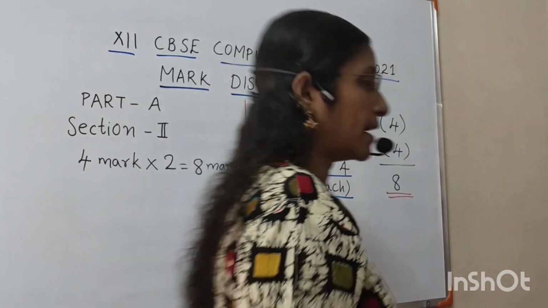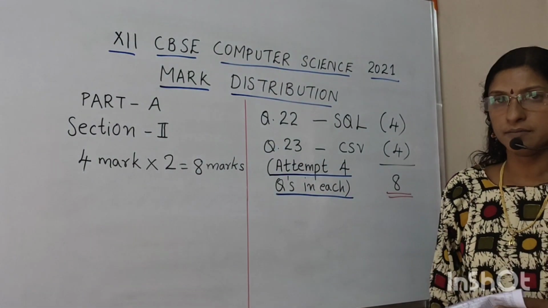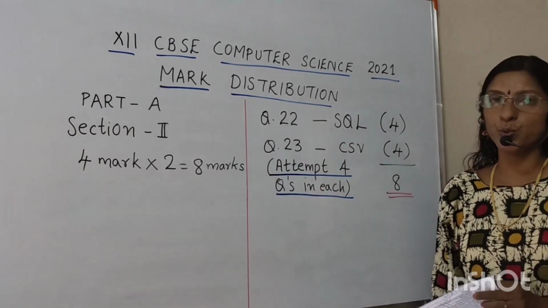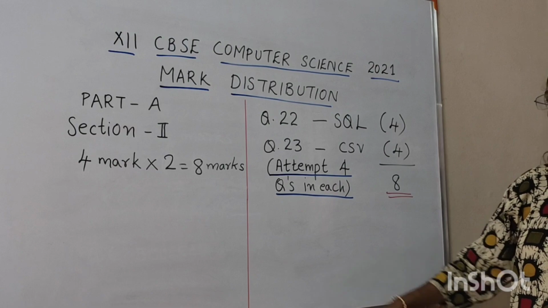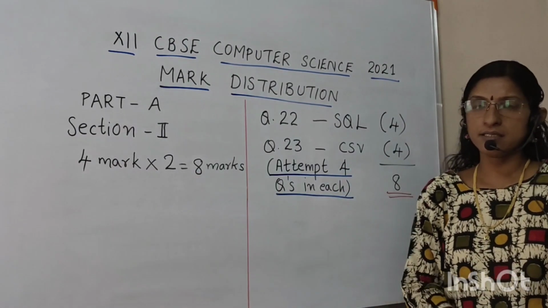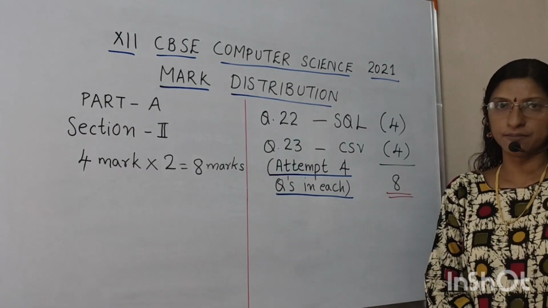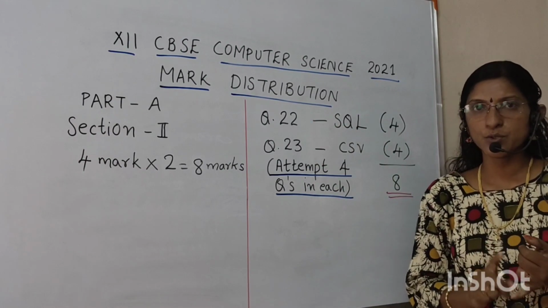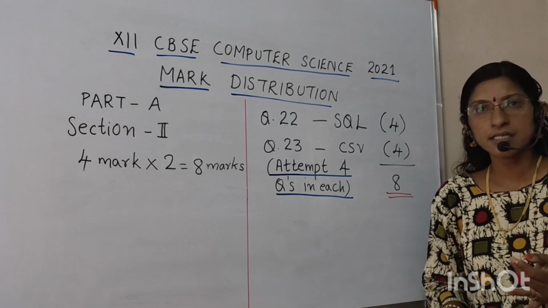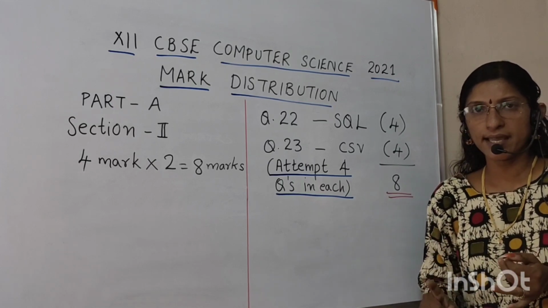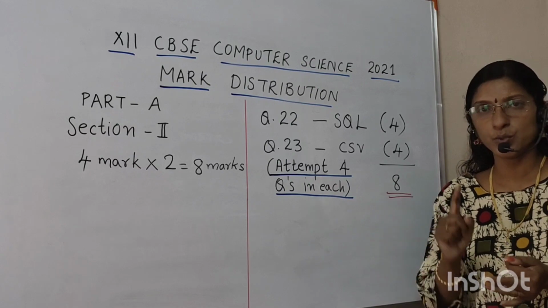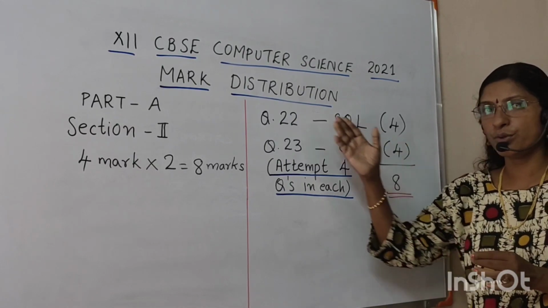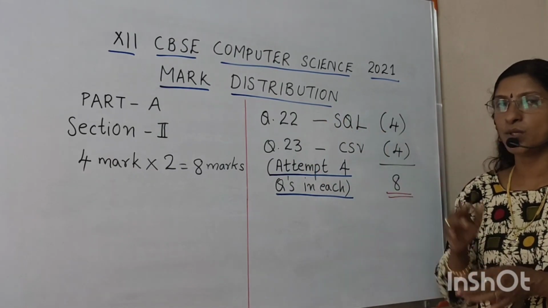Now let us have a look at the next section. You can see here Part A, Section 2. We have 4 marks into 2 questions, that is 8 marks in the section. Remember, the question numbers will be 22 and 23. Since for the 1 mark questions we had 21 questions, 1 to 21 will be 1 mark questions. After that, we pass on to question 22 as well as question 23.